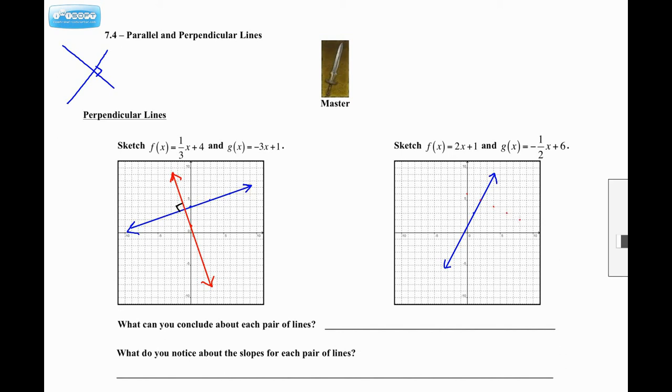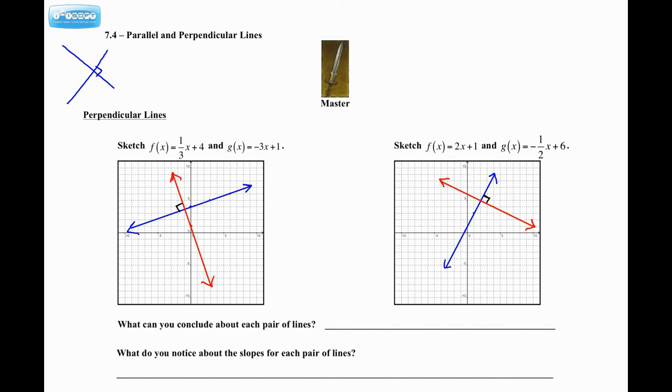Let's change color. This is really, really slow today. Okay. And once again, if you drew this properly, you'll notice that these two lines are perpendicular. They form a 90-degree angle.